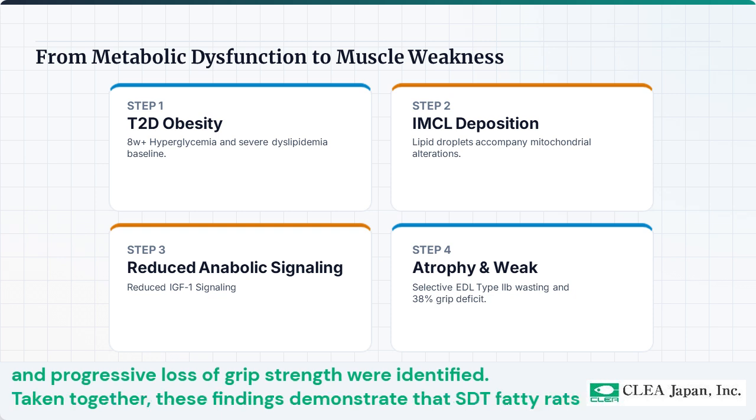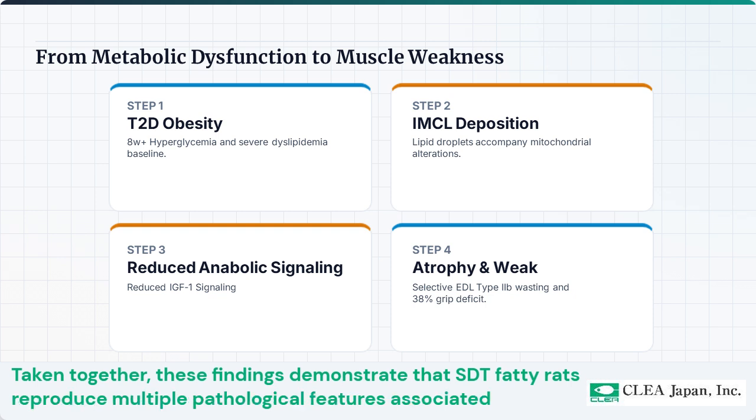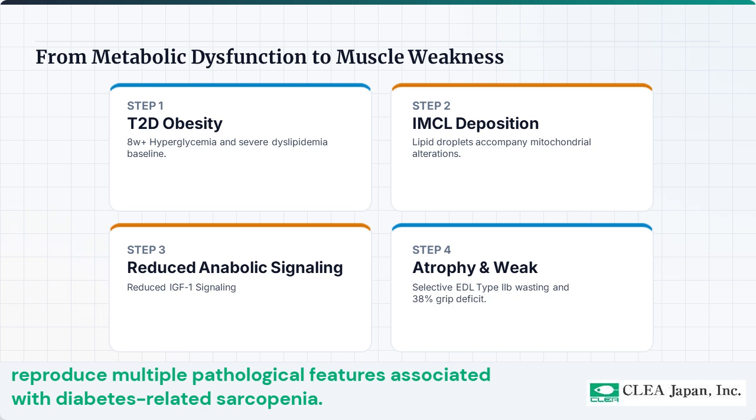Taken together, these findings demonstrate that SDT fatty rats reproduce multiple pathological features associated with diabetes-related sarcopenia.